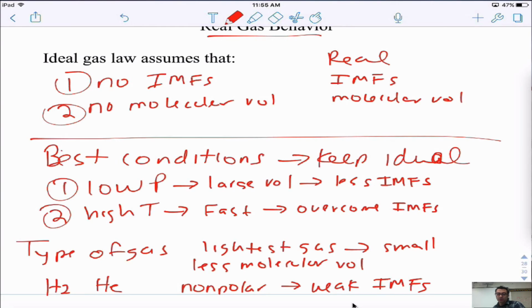And we can see that in their boiling points. Hydrogen boils at 4 Kelvin. The coldest temperature is 0 Kelvin. So keep this in mind. These are the types of questions that you get. What are the best conditions for an ideal gas? What type of gas is most ideal? That kind of thing.